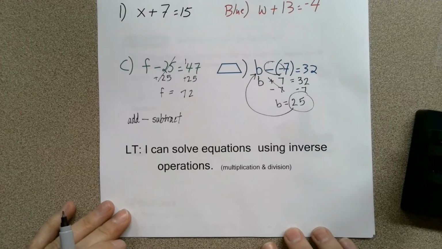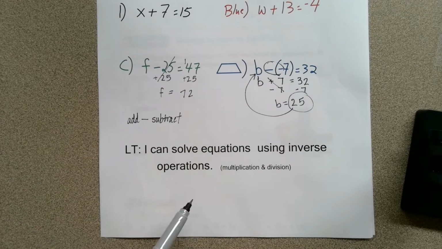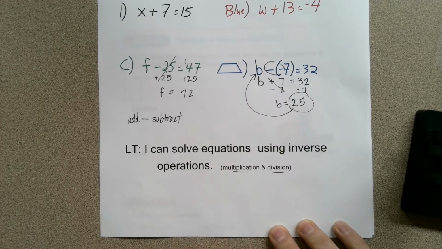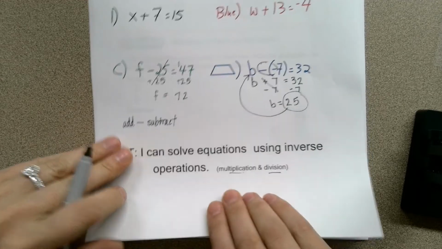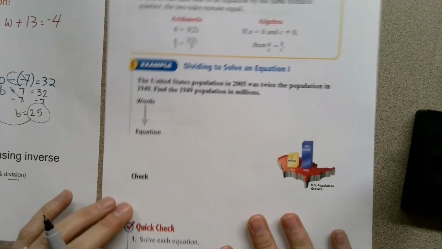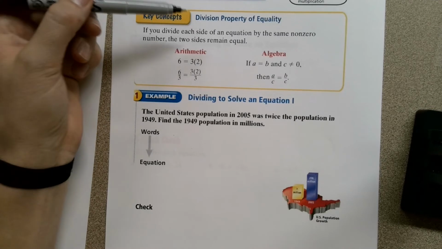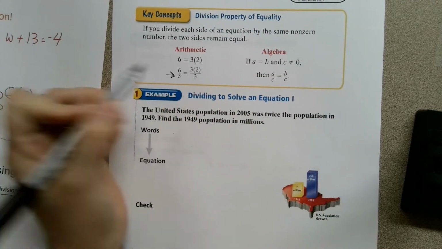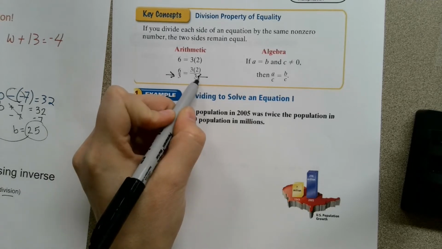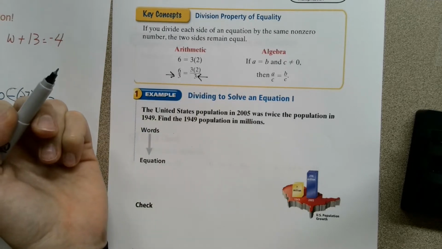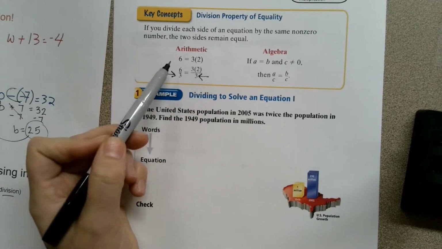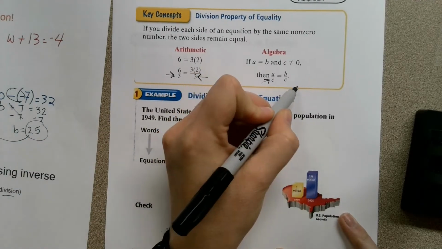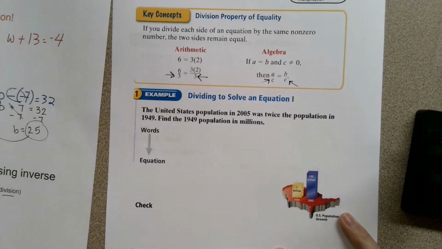Today what we're going to be focusing on is still using inverse operations, but with a focus of multiplication and division being our inverse operations. And this is what that will look like. We're going to be using the division property of equality, meaning if we divide on one side of the equal sign, we also need to divide on the other side of the equal sign. Whether it's arithmetic, meaning all numbers, or algebraic, if we're dividing by c on the left side of the equal sign, we also have to divide by the value c on the right side. It has to balance.